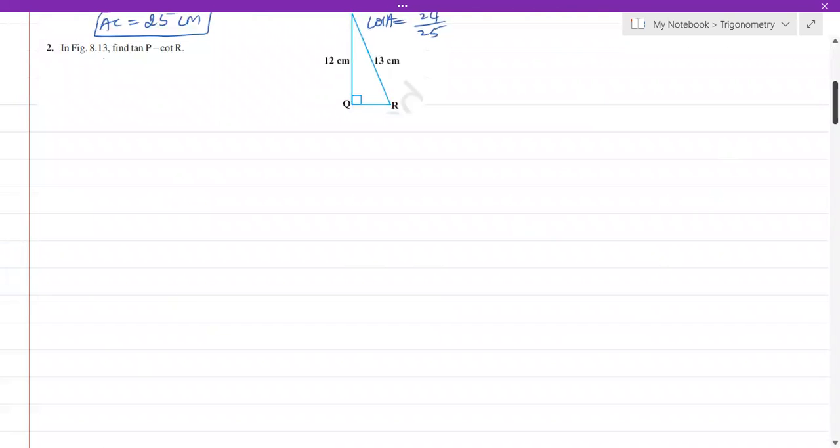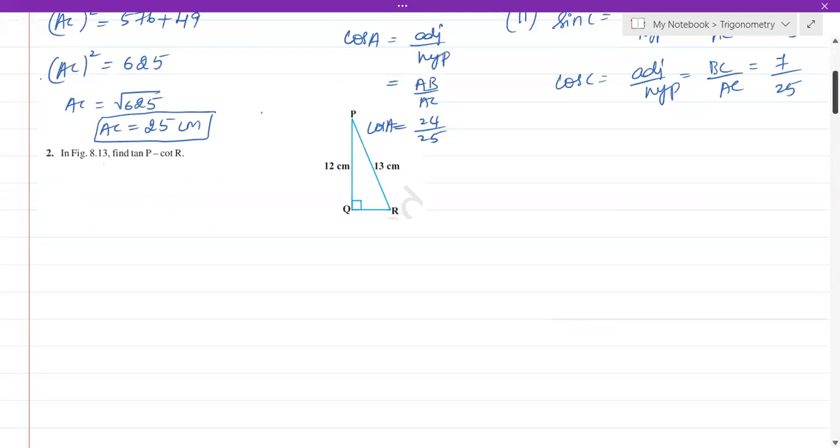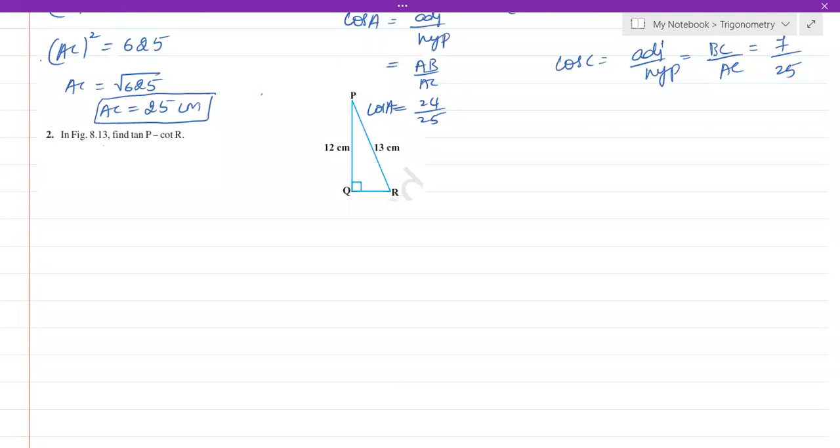So in the next question, if you observe the next question, in the figure, find tan P minus cot R. Okay, we have to find tan P minus cot R. Remember again, the two sides of the triangle are given, PQ and PR, but QR is not known. So we have to find QR using the Pythagoras theorem. So let's do that.